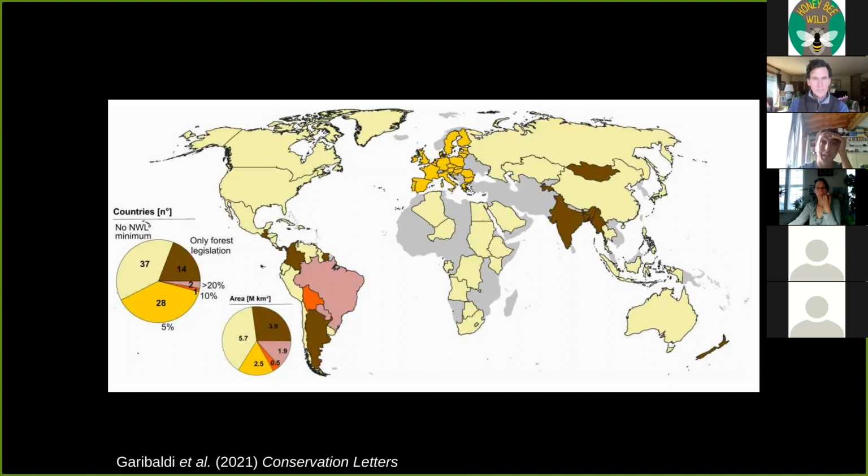For example, in some places like Europe, this is already established, that you need to restore and you need to have a percentage of natural and semi-natural habitats in agricultural landscapes. But in most countries, it's not like that. And the only one country that is above the 20% minimum is Brazil, at least from the legislation. All the other countries that have incorporated this legislation, they are well below this 20%.